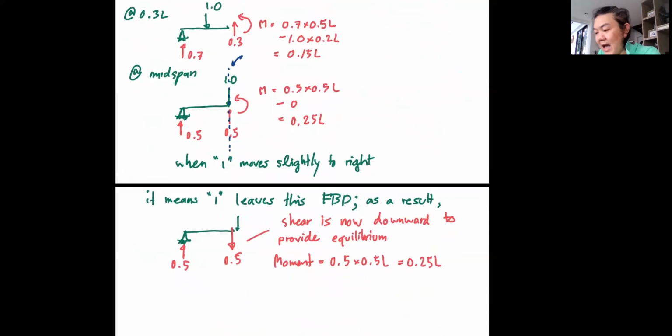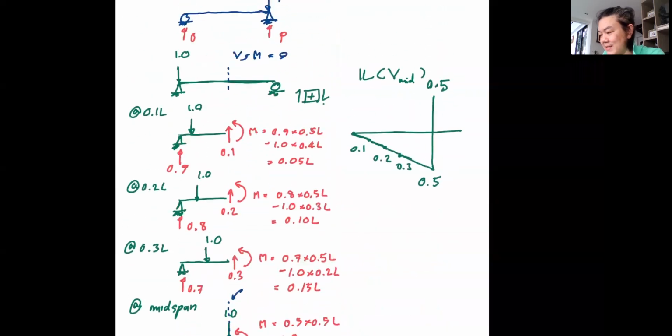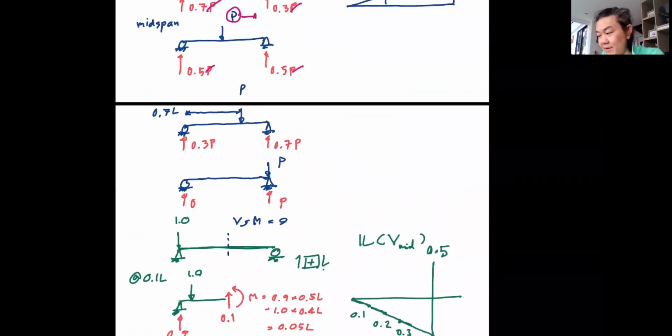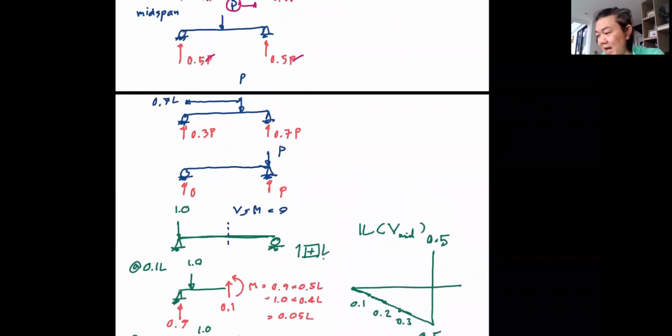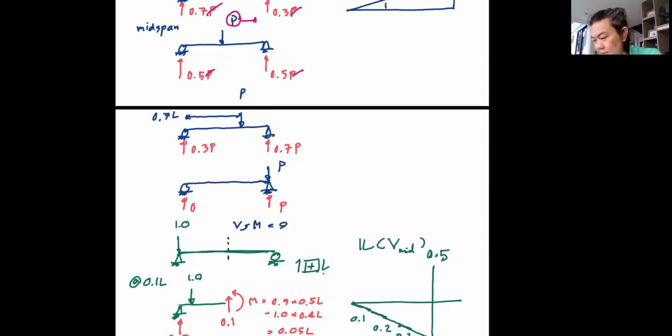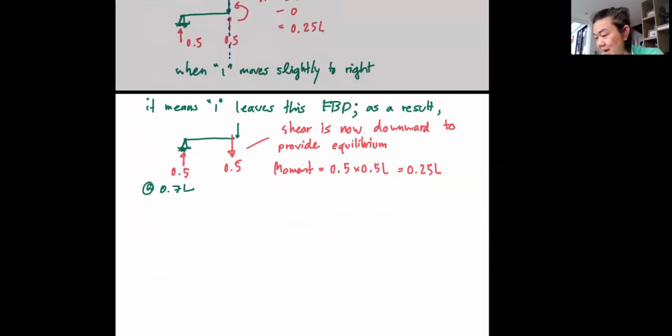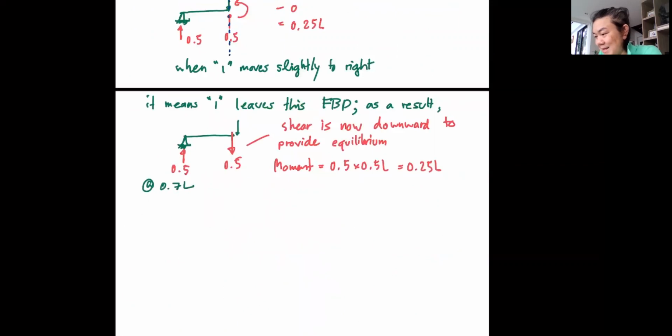And now you can see I can continue to move the load. Let's say the unit load is at the location 0.7 L. Now when the unit load is at 0.7 L, I have the reaction equal to 0.3 P, right? Remember, I want the midspan shear. So I can use the free body diagram, cutting at the middle.